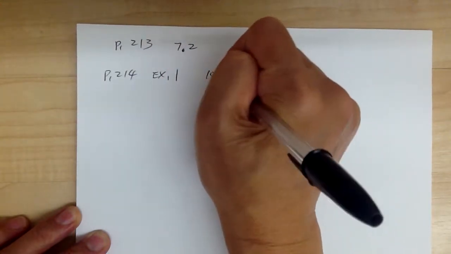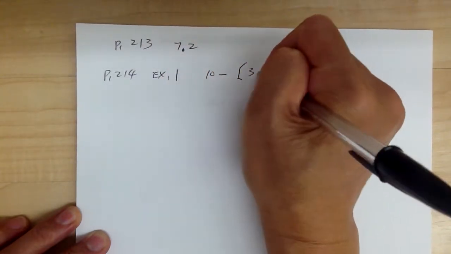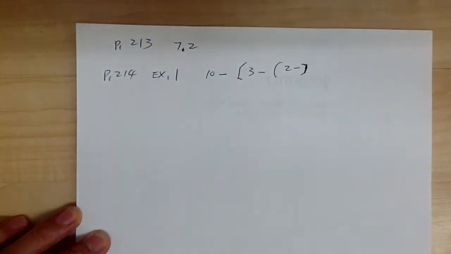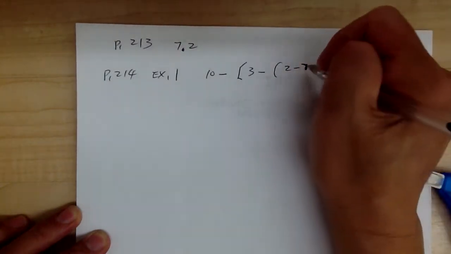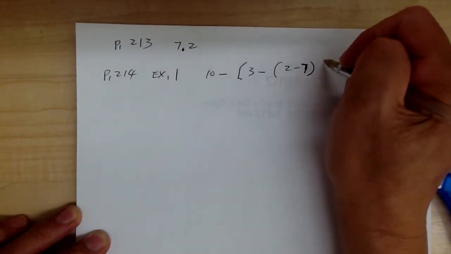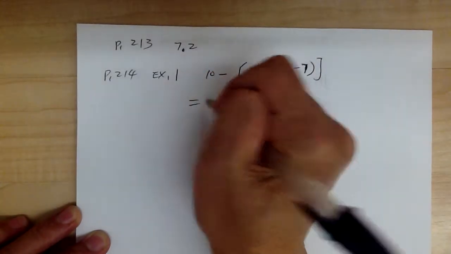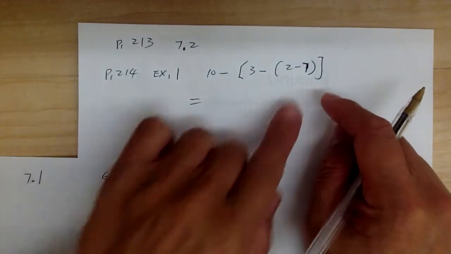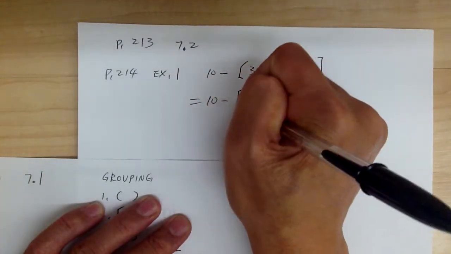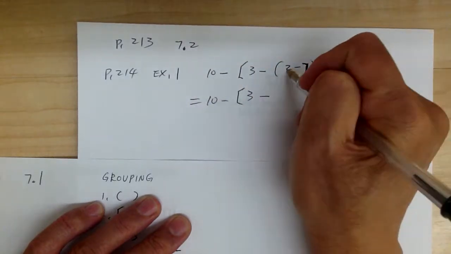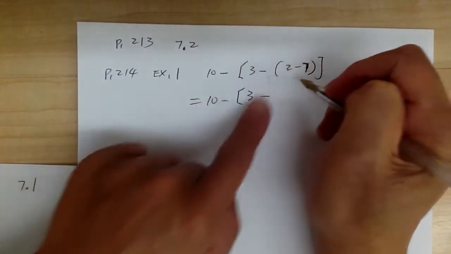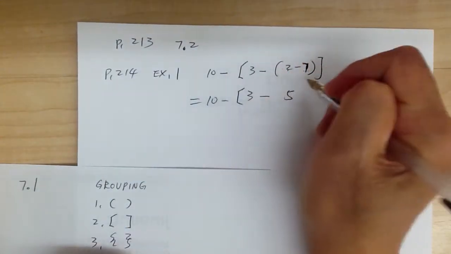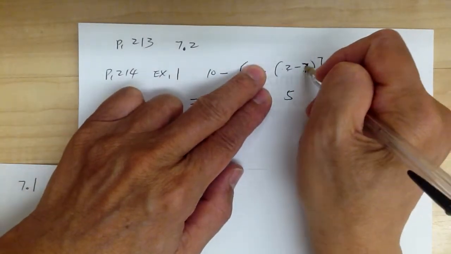Example 1, you have 10 minus bracket 3 minus parentheses 2 minus 7, parentheses and bracket. Okay. So again, first you've got to know your order, right? So you got to do the parentheses first. So you have to do the inside. Don't do anything with the other parts. So 2 minus 7. Okay. So this is positive, this is negative. They're opposite, so you have to subtract the numbers. It would be 5, and you have to follow the sign of this, which would be negative.